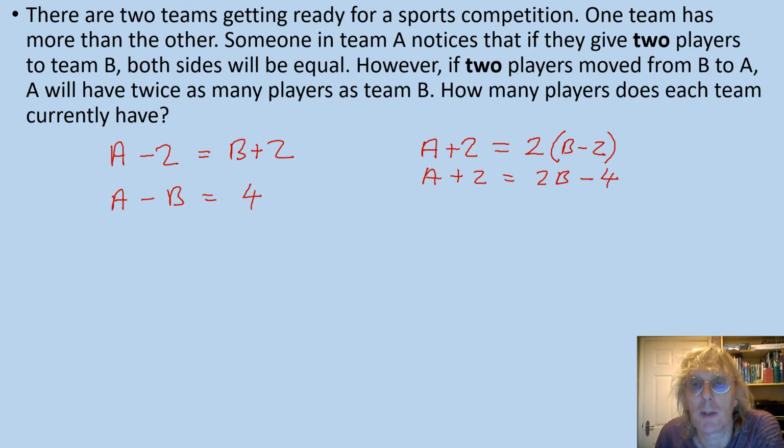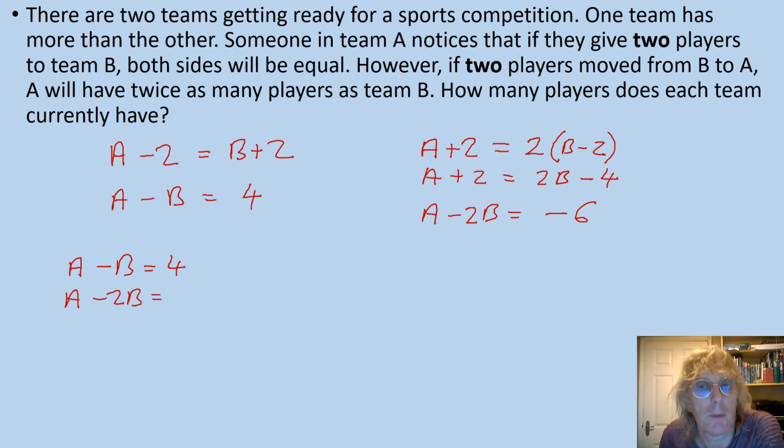We're going to subtract the 2B, so I'll bring that over here. So I'll have A minus 2B over here equals, and I've got to subtract this 2, so minus 4 minus 2 is going to give me minus 6. So these are our 2 equations. A minus B equals 4. A minus 2B equals minus 6.